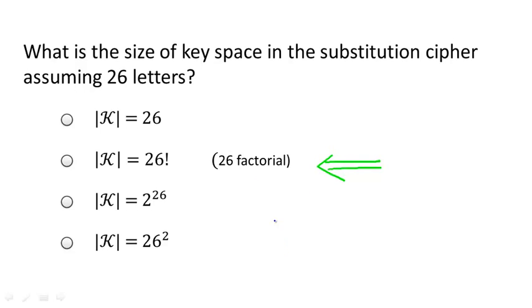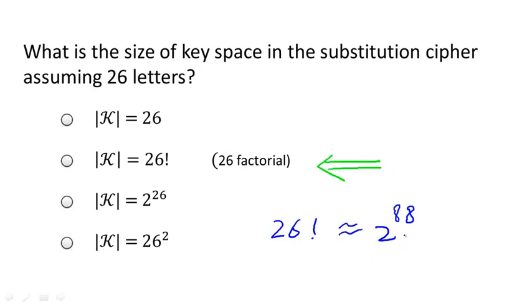If you calculate this out, 26 factorial is about 2 to the 88, which means that describing a key in a substitution cipher takes about 88 bits. So each key is represented by about 88 bits. Now, this is a perfectly fine size for a key space. In fact, we're going to be seeing ciphers that are perfectly secure, or that are adequately secure with key spaces that are roughly of this size.